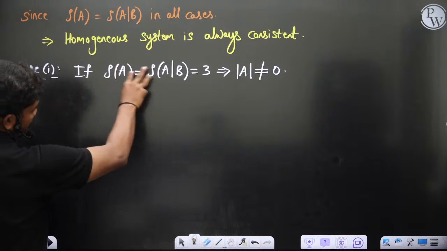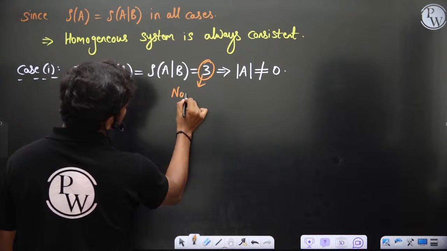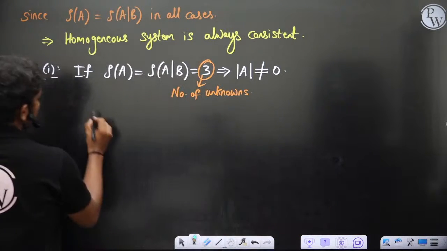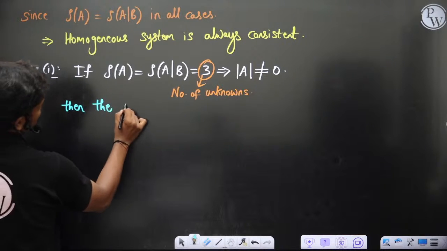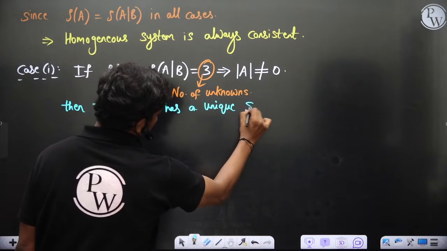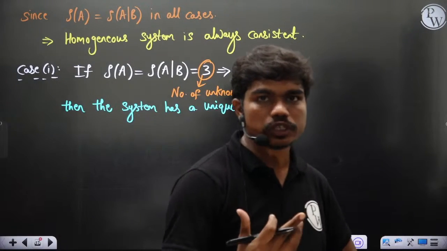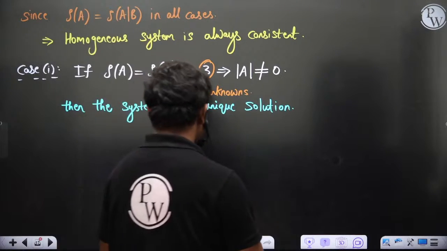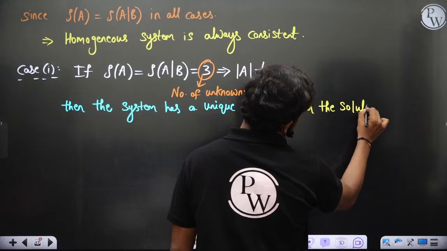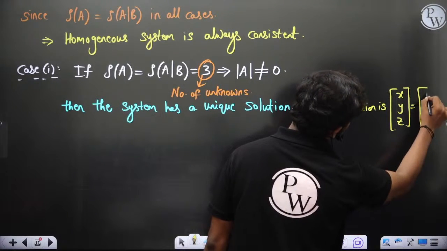And whenever these ranks are equal and also equal to the number of unknowns, this 3 being the number of unknowns in the examples we have taken, then the system has a unique solution. Now what is that unique solution? This particular system has only one solution, and the solution is x, y, z equal to 0, 0, 0.